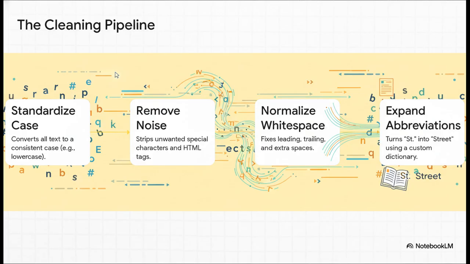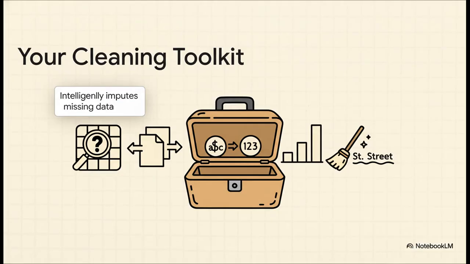The power of this script is that it's a multi-step process. First, it makes everything consistent. For example, it converts all text to lowercase so that Apple and apple are treated as the same word. Then, it can use regular expressions to strip out all the noise, punctuation, numbers, or weird symbols you don't want. Next, it does a white space cleanup, getting rid of any leading or trailing spaces and making sure there's only one space between words. And finally, and this is super useful, it can use a custom dictionary that you create to standardize abbreviations. You tell it that ST becomes street and RD becomes road, and it does it for the entire column.